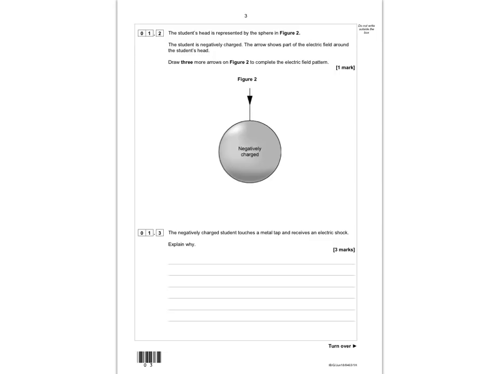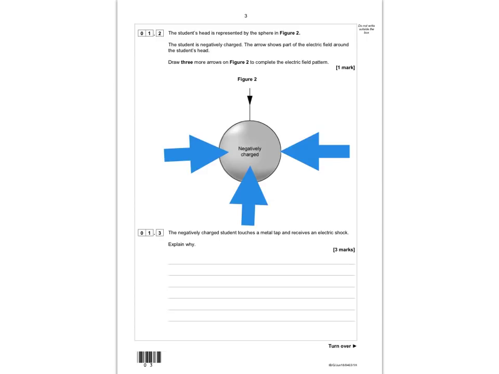Question 1.2 says the student's head is represented by a sphere in figure 2. The student is negatively charged. The arrows show parts of the electric field around the student's head. It wants you to draw 3 more arrows on figure 2 to complete the electric field pattern. So the arrows are going to have to point towards a negatively charged particle, because in an electric field, arrows always point towards a negative charge. And they're also going to have to be evenly spaced.